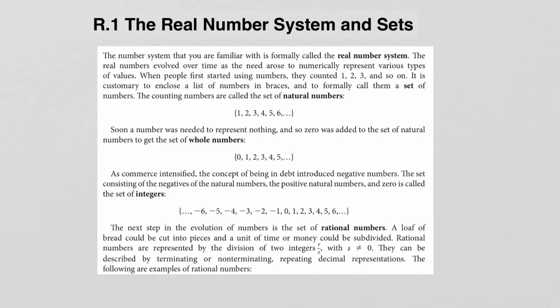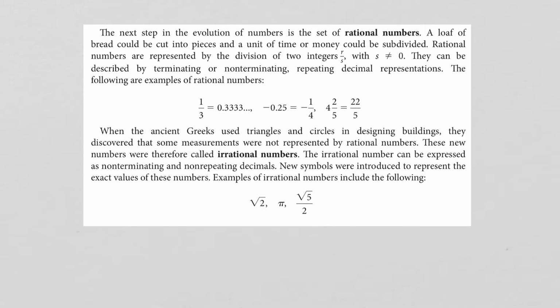Now, the next step in the evolution of numbers is the set of rational numbers. So if you think about a loaf of bread can be cut into pieces and a unit of time or money can be subdivided, rational numbers are represented by the division of two integers, r divided by s. Now, when you divide two numbers, you don't always get a whole number, so that's why this creates a new set of numbers. And the rational numbers are numbers like 1 divided by 3 or negative 1 divided by 4, etc.